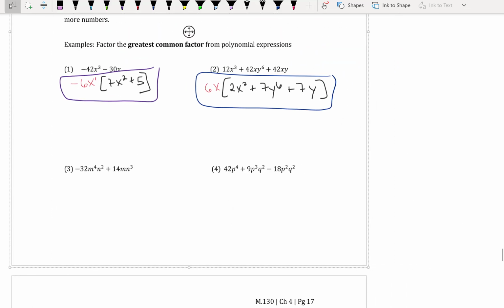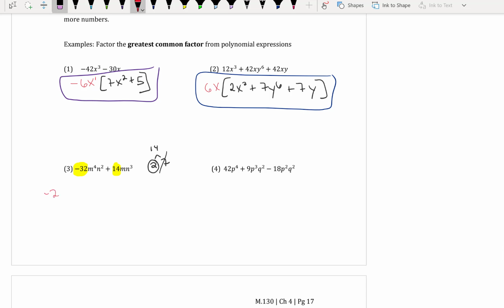Now with number 3, I'm going to look at my numbers again. So I'm looking at negative 32, I'm looking at a positive 14. So 32 is an even number and 14 is an even number. Let's see if I can break this down. Well, I know that 14 can be divided by 2 and by 7. 7 does not divide 32. That's not possible. But 2 does. So here my GCF is going to be 2. And since that leading coefficient is negative, then my GCF is going to be a negative 2.